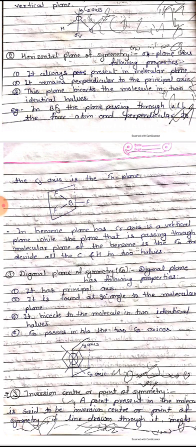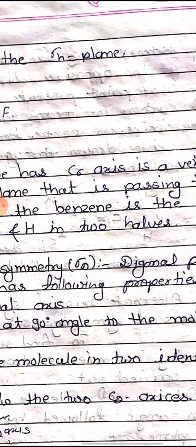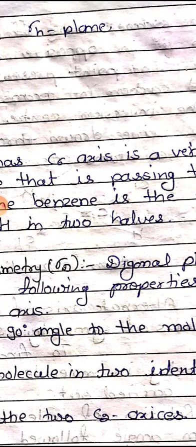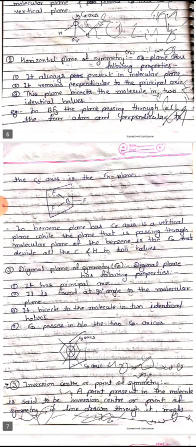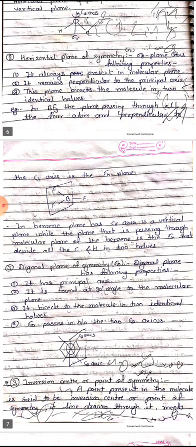Now we are going to discuss the diagonal plane of symmetry. The diagonal plane of symmetry is denoted by sigma d. It should be a small d. Sigma d plane, or diagonal plane of symmetry. Which plane will be defined as the diagonal plane or sigma d plane? Sigma small d. Remember it. It has a principal axis, as in the case of the vertical plane of symmetry. It also has a principal axis.